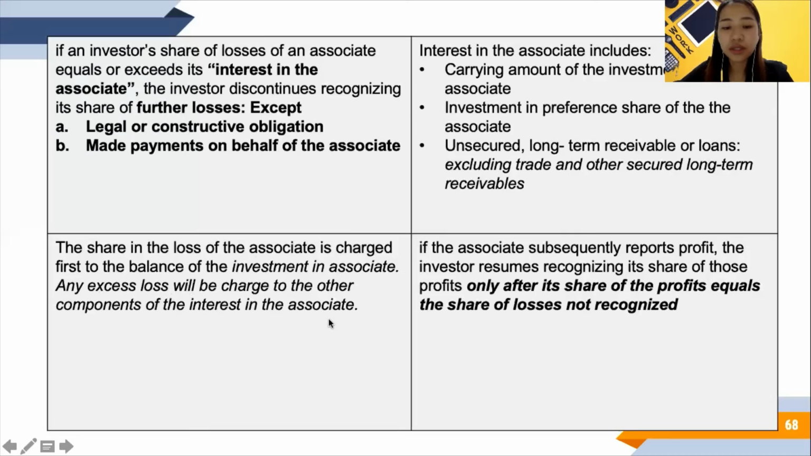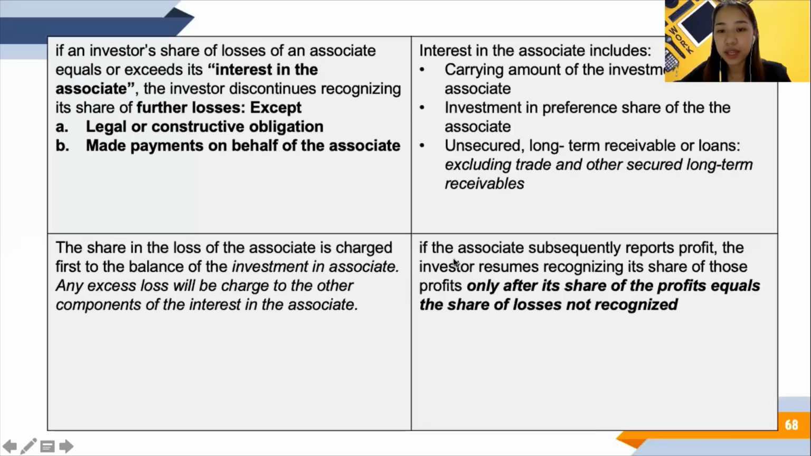So in charging losses to the interest in the associate, once you have a loss, first we charge it to the carrying amount of the investment. Then, when your investment reaches zero, any excess loss is charged to the other components of the interest in the associate.